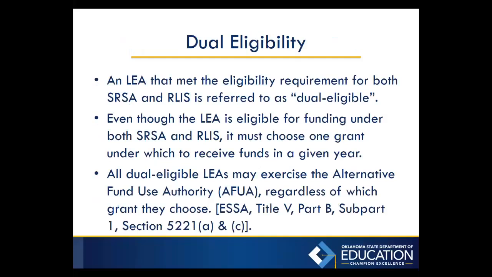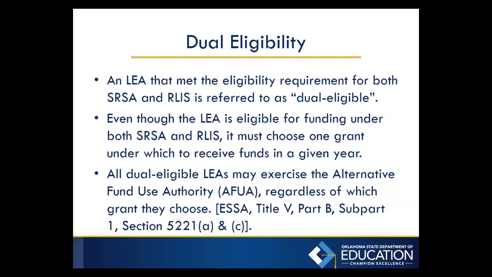The second change to the eligibility requirement is dual eligibility. An LEA that met the eligibility requirement for both SRSA and RLIS is referred to as dual eligible. Even though the LEA is eligible for funding under both programs, it must, however, choose one grant under which to receive funds in a given year.